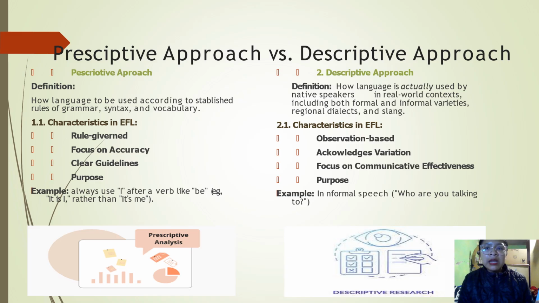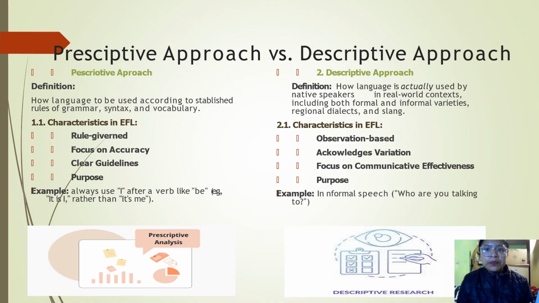foundational elements. Purpose. To enable learners to produce language that is widely accepted in formal settings, academic writing, professional communication, and to avoid stigmatization. For example, teaching students to avoid split infinitives, not to end sentences with prepositions. These rules are often debated and not strictly followed in modern English, or to use "I" after a verb like "be", "it is I" rather than "it's me".